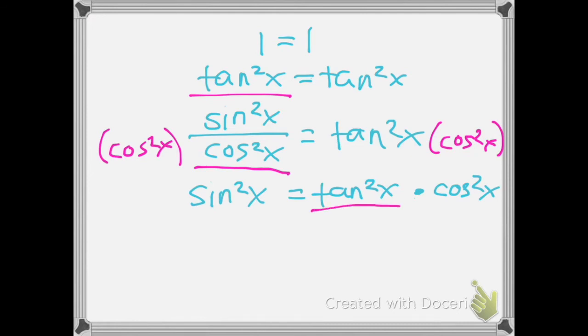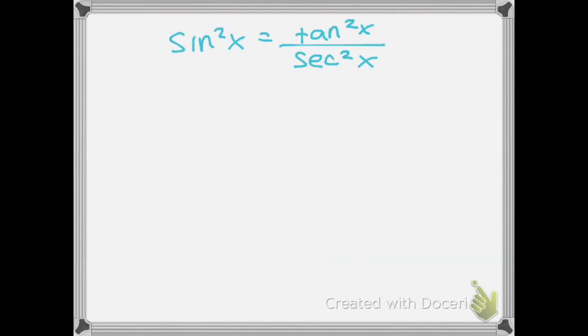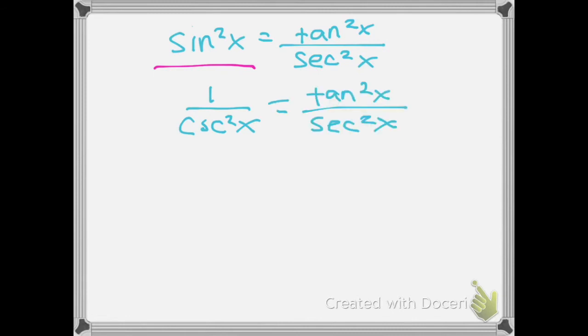Now looking on the right side, tan squared x times cos squared x can be changed to tan squared x over secant squared x using the identity cos x equals 1 over secant x. Now looking on the left side, sine squared x can be changed to 1 over cosecant squared x, which is a basic trig identity. So next I'm going to add sine squared x to both sides.